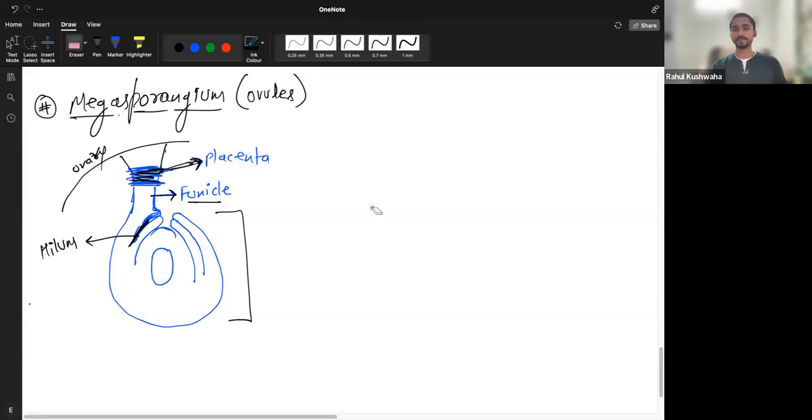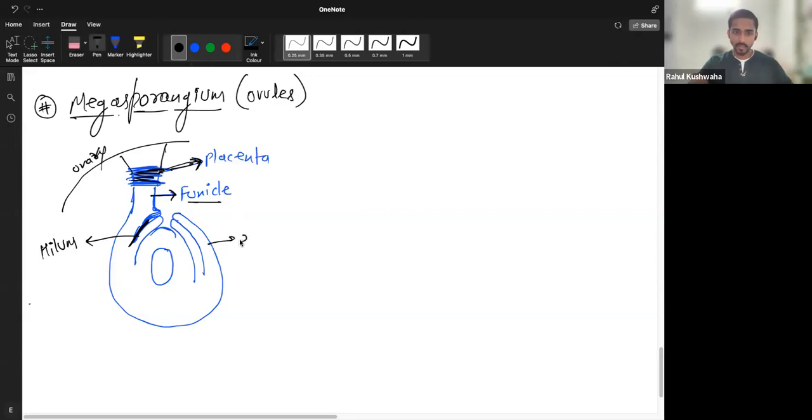Anyways, cool. So now let's go forward. So this is hilum, the junction between ovule and funicle. Now each ovule has a couple of protective layers called integuments. Okay, so remember these layers that I'm drawing here.